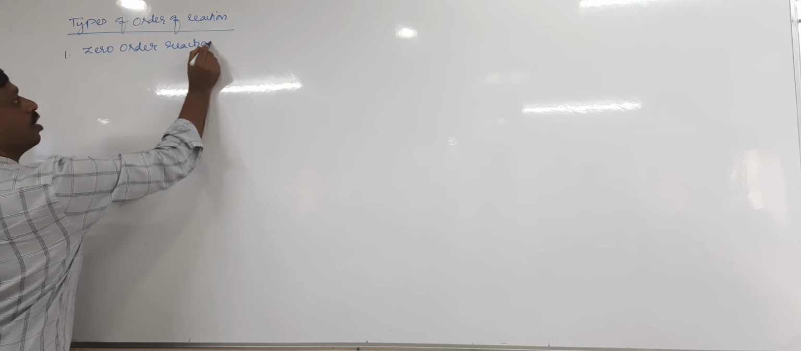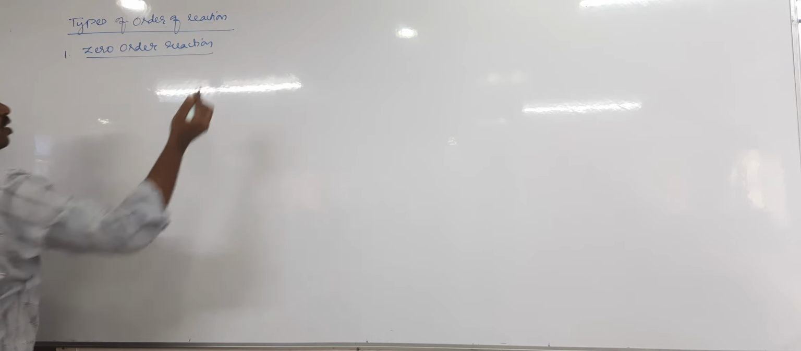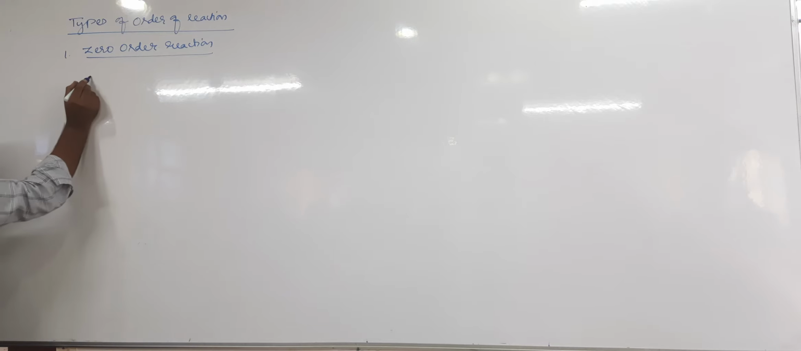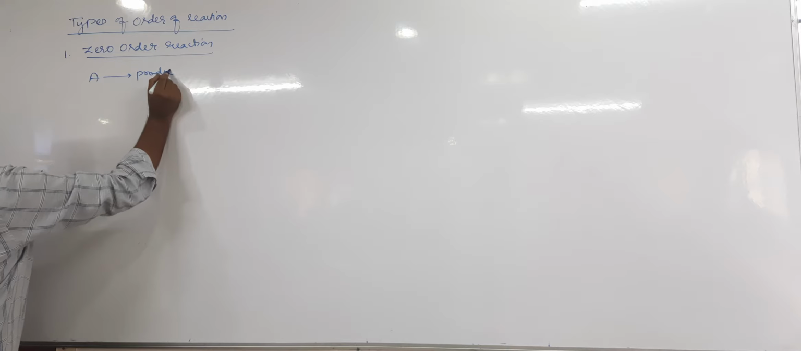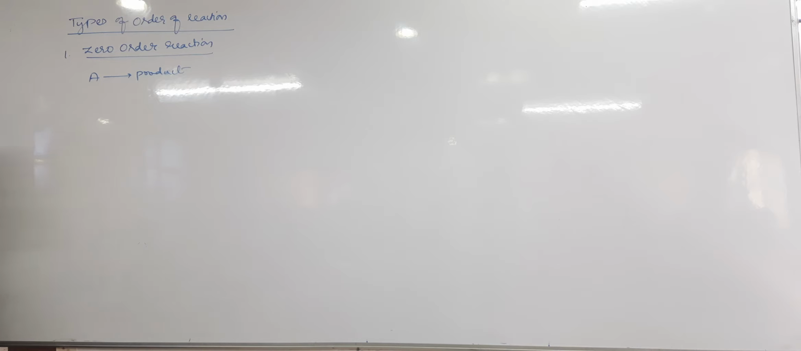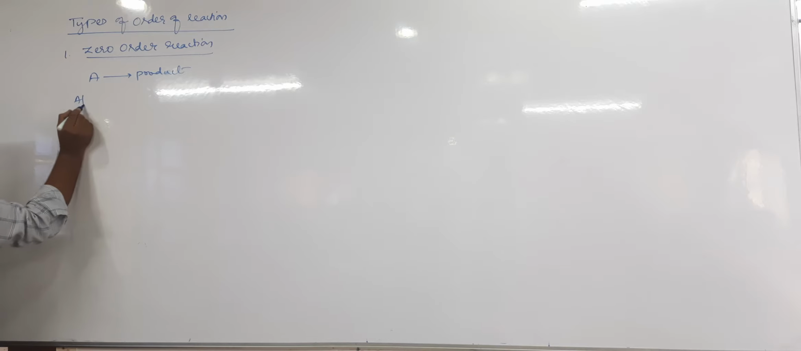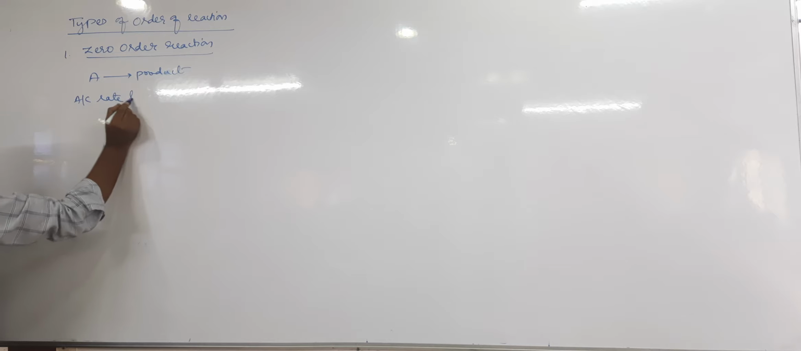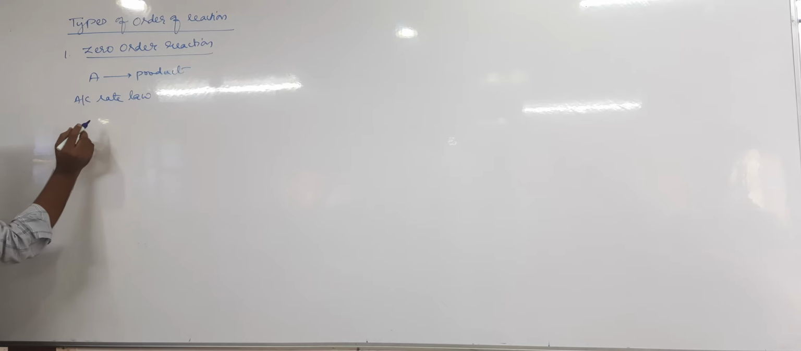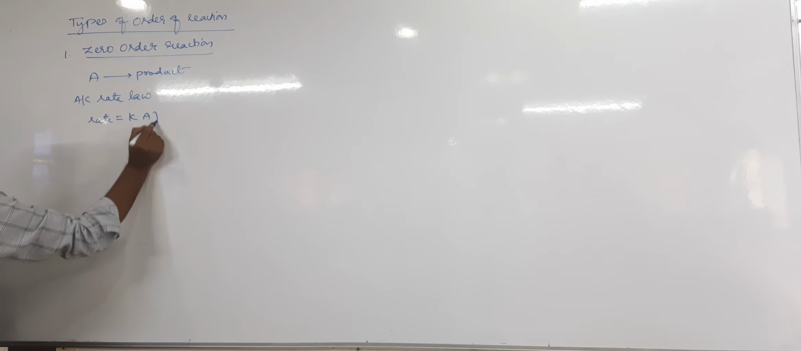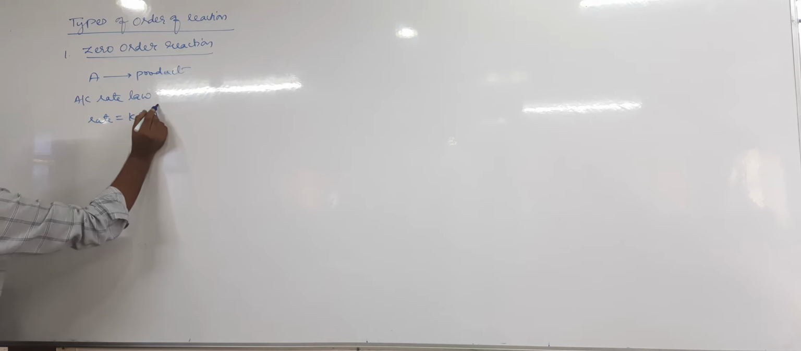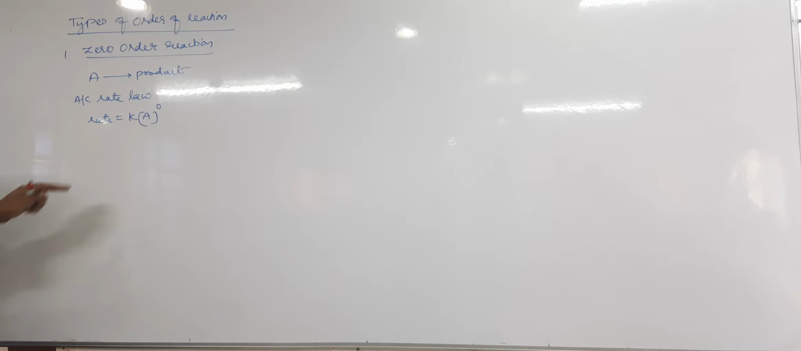Tell me, what is a zero order reaction? Let us consider a reaction: A gives rise to product. When A gives rise to product, let us apply the rate law. According to rate law, what is the rate equal to? K into molar concentration of A power 0. Why is it A power 0?